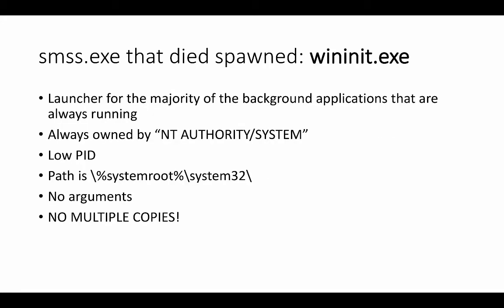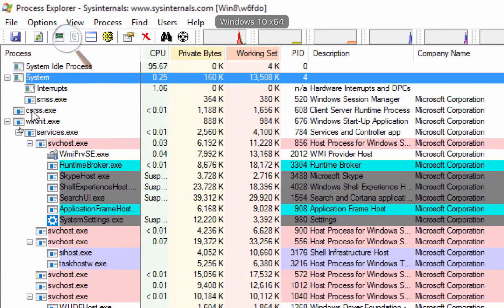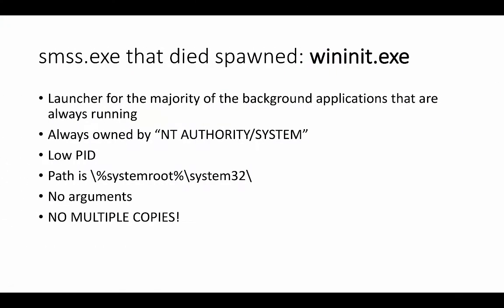Then there's wininit.exe, and wininit's the one here that is the parent of a lot of different processes. Wininit is the launcher of the majority of background applications that are always running in the Windows environment. So you will see wininit and then you'll see a ton of stuff running. It's always owned by System. It always has a low process ID. What I mean by that is that if you try to run something that you disguise as wininit on a system, generally it's going to run with a higher process ID. So you would expect to see this with a low process ID. Path is always System32. Again, there's a consistency in the path you see in a lot of these system processes. It never has any arguments, and you'll never see more than one copy of it. If you see two copies of wininit on a system, you know you have a problem.